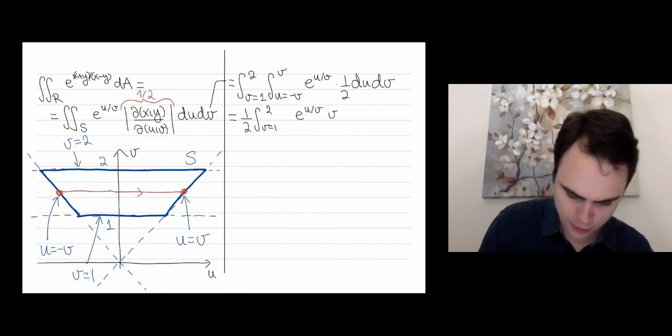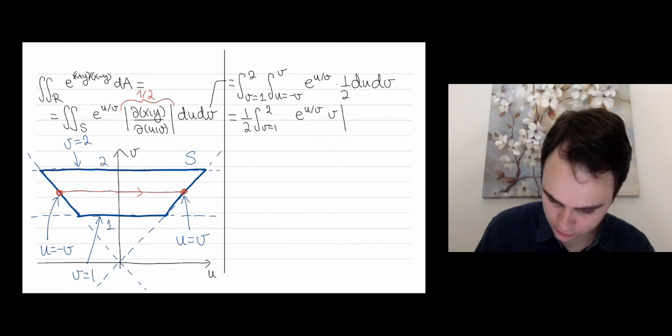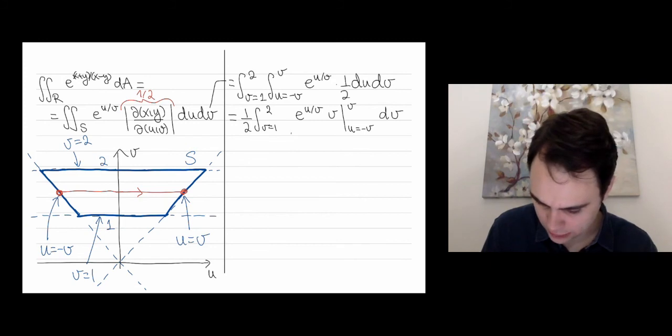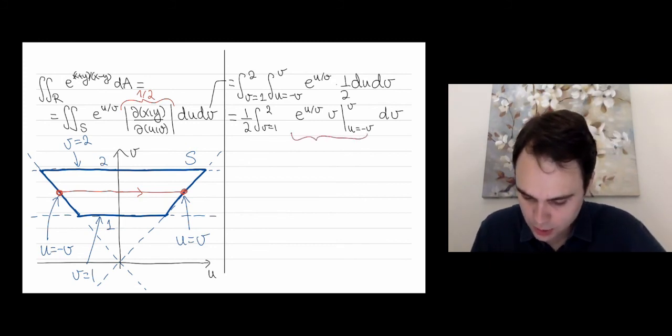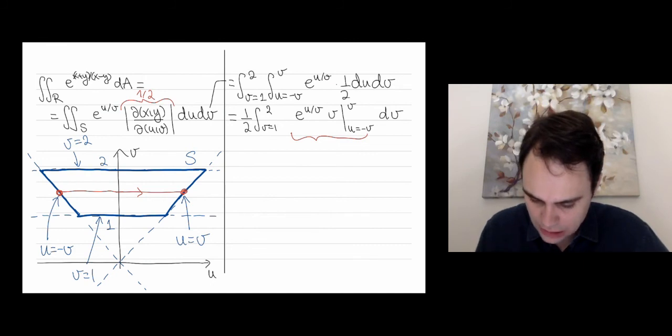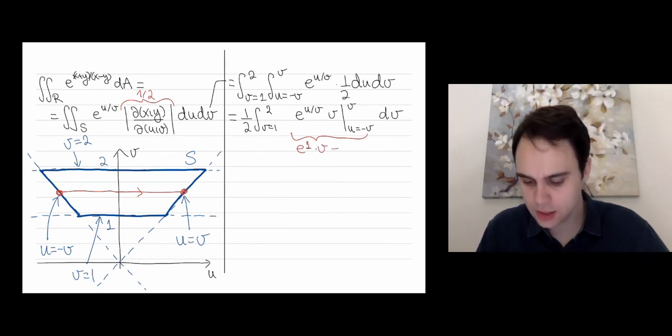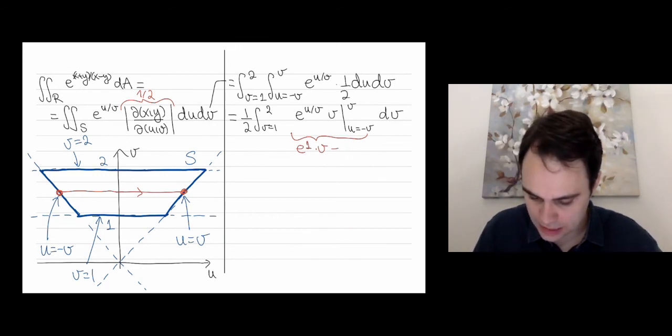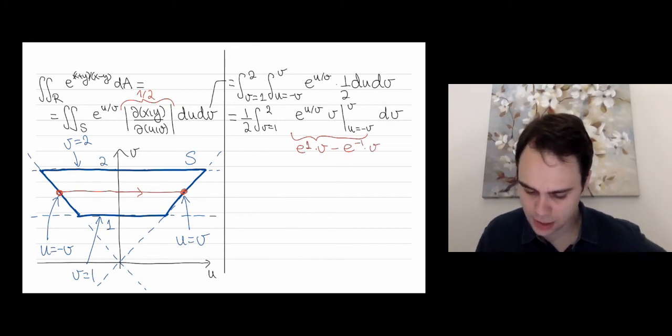Okay, I got a little bit confused here. I still have to evaluate this with u going from minus v to v. Now let's see what we have inside. At the top end, u is equal to v, so I have e to the v over v, that's e to the 1 times v, minus, then at the bottom end, u is equal to minus v, so I get e to the minus 1 times v. So that's really a constant times v.